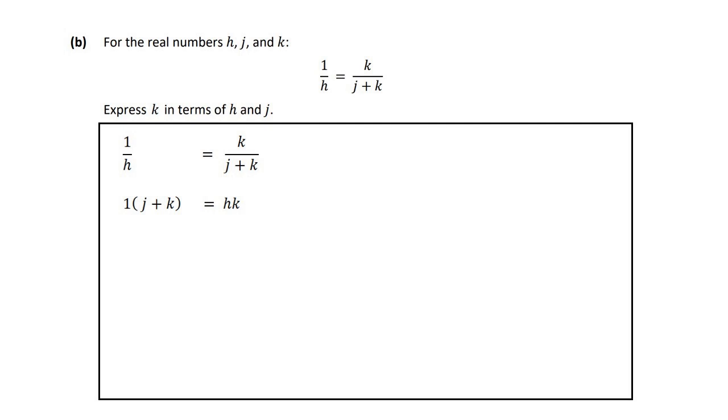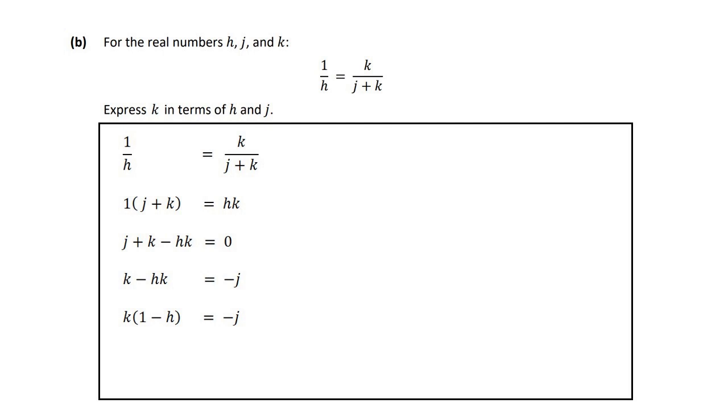Our aim now is to get all k terms on one side of the equation, and everything else on the other side. Let's bring h times k over to the left, since it is a k term. Let's bring the j over to the right, since it is not a k term. The k terms are now on one side of the equation. Let us factor out k on the left-hand side.